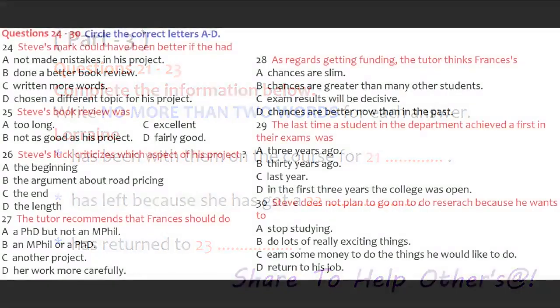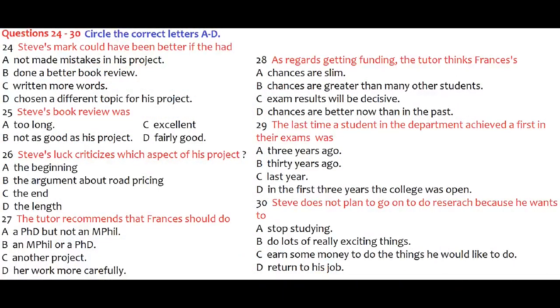Before the conversation continues, look at questions 24 to 30. Now listen to the second part of the discussion. The tutor and the two students are talking about assessment marks. For questions 24 to 30, there are 4 alternatives: A, B, C, and D. Decide which alternative is the most suitable answer and circle the correct letter.